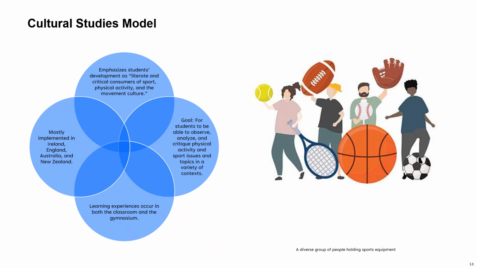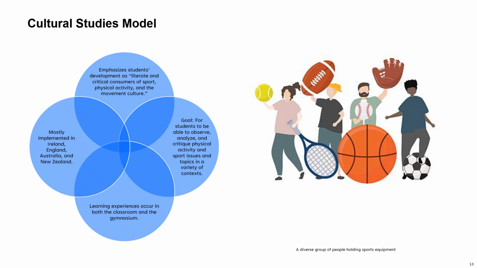and access in sport. The key features are that learning takes place in both the classroom and the gymnasium, and students engage with real-world issues such as inequality in sport, stereotypes in media, and global sporting events. It promotes discussion, debate, and reflection, not just physical participation. And it is primarily implemented in other countries such as Ireland, England, Australia, and New Zealand.